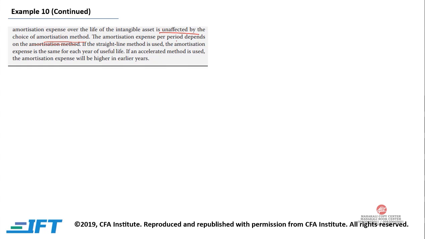The amortization expense per period depends on the amortization method, either straight line or double declining. If the straight line method is used, the amortization expense is the same for each year of useful life. If an accelerated method is used, the amortization expense will be higher in earlier years and lower in the years that follow.